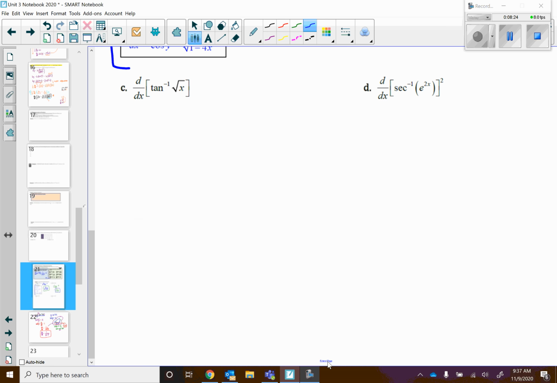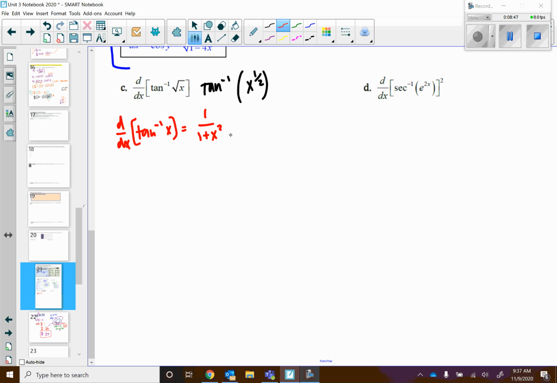All right, so for C, we have tangent inverse of the square root of x. Tangent inverse of x to the 1/2. So we're going to use the tangent inverse derivative, which if we look over here, the derivative of tangent inverse of some x is equal to 1 over 1 plus x squared. All right, so the derivative here would be 1 over 1 plus whatever that thing was, the square root of x, quantity squared, times the derivative of that inner function, right? The derivative of x to the 1/2, which is 1/2 x to the negative 1/2.